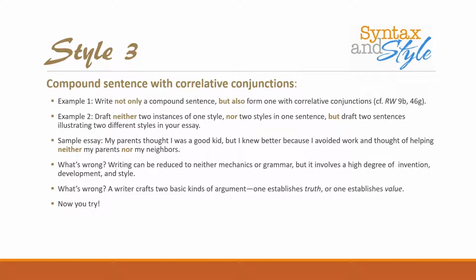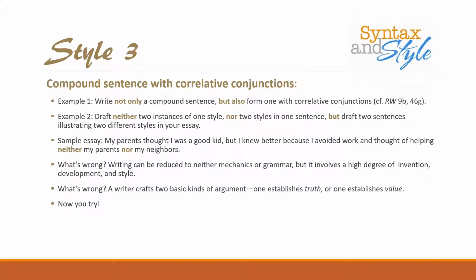Well, let's take a look at two bad examples, and can you figure out what's wrong? First, writing can be reduced to neither mechanics or grammar, but it involves a high degree of invention, development, and style. So what's wrong here? Well, yes, the neither is followed by or, when it should be followed by nor. So we would correctly write this as neither mechanics nor grammar.